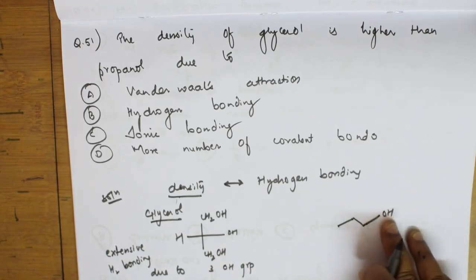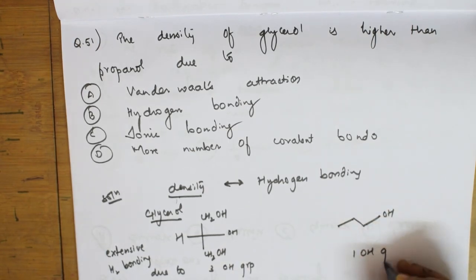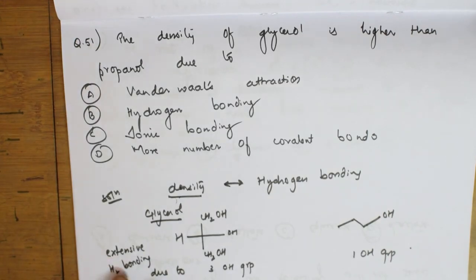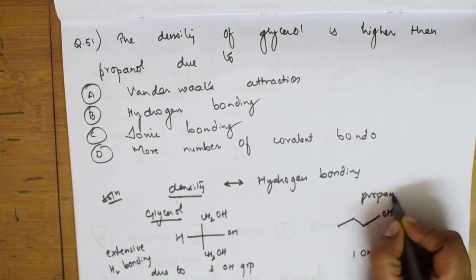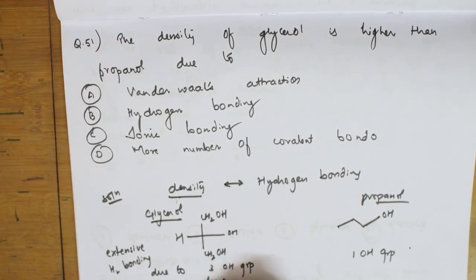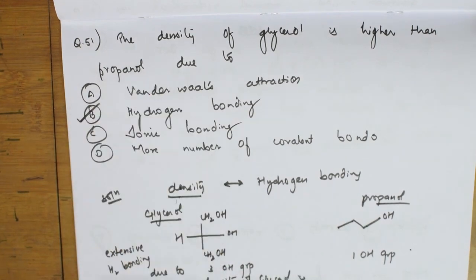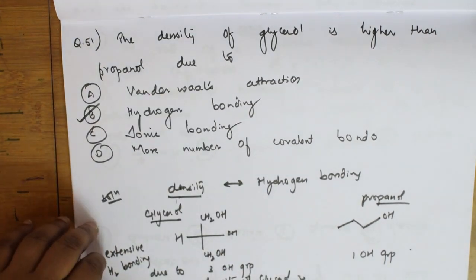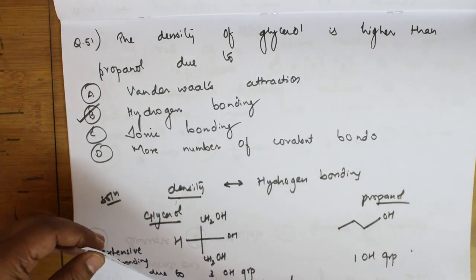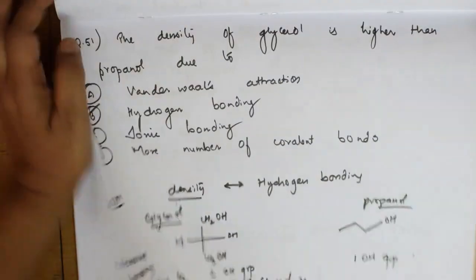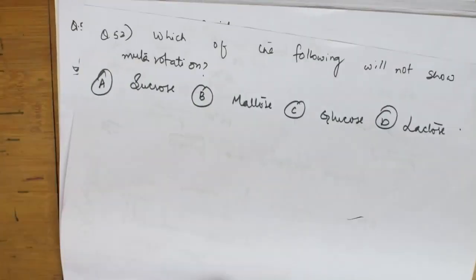But in case of propanol, how many? Only 1 OH group is present. So due to the extensive hydrogen bonding of glycerol, the density of glycerol is high. So which one? The correct option is hydrogen bonding in the second question, students. So remember, whenever a density question is given to you, you can make this hydrogen bonding as an answer.